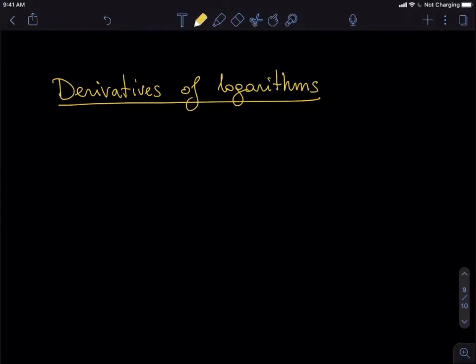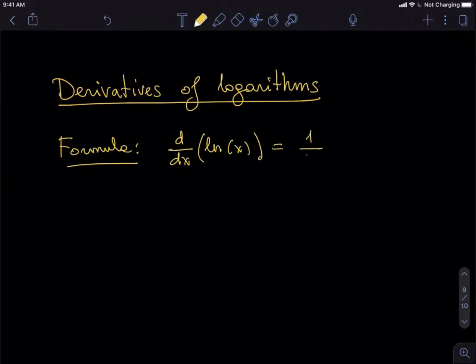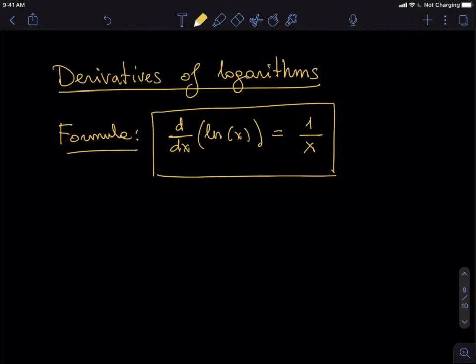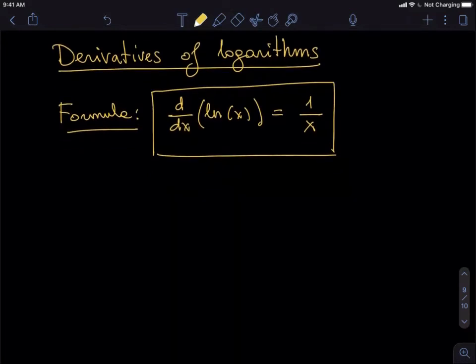One of the reasons why we have been learning implicit differentiation is that it's useful to find the formulas for the derivatives of the inverses of the standard functions. So for example, the logarithm has a very simple formula. The derivative of the natural logarithm is 1 over x. And this is a formula we need to know. But how do we get here? Why this formula?